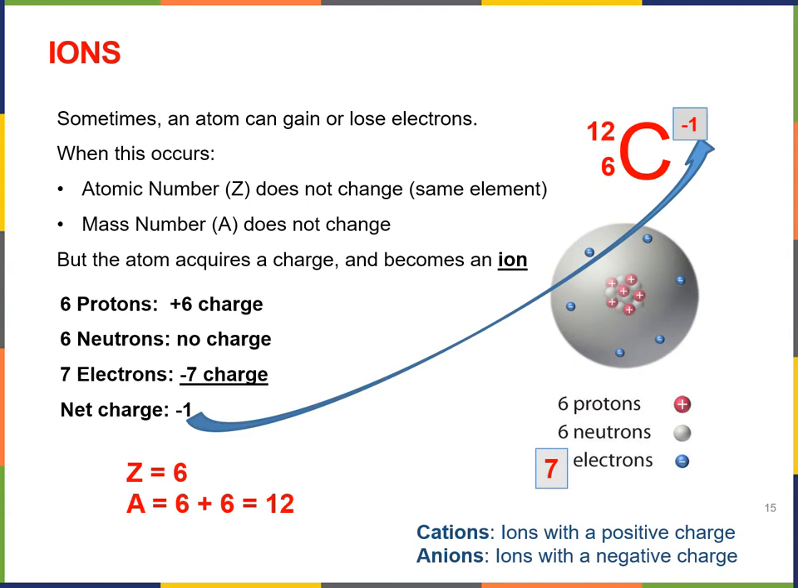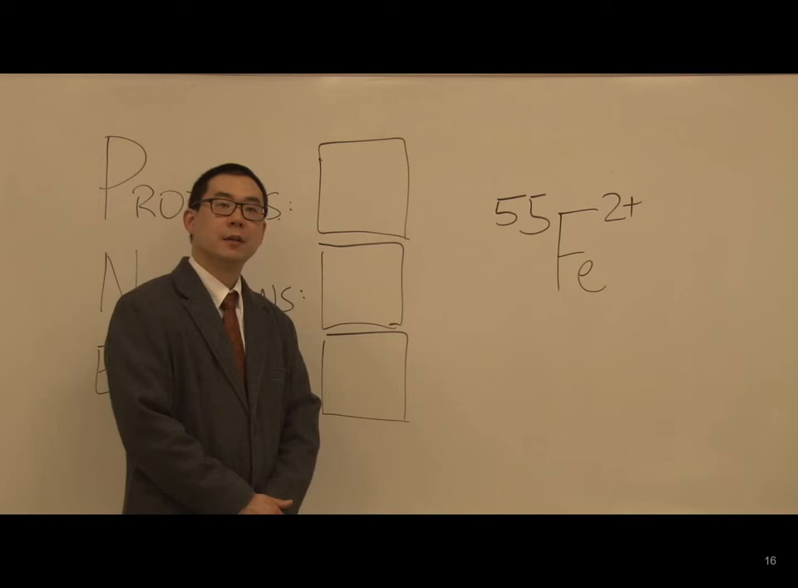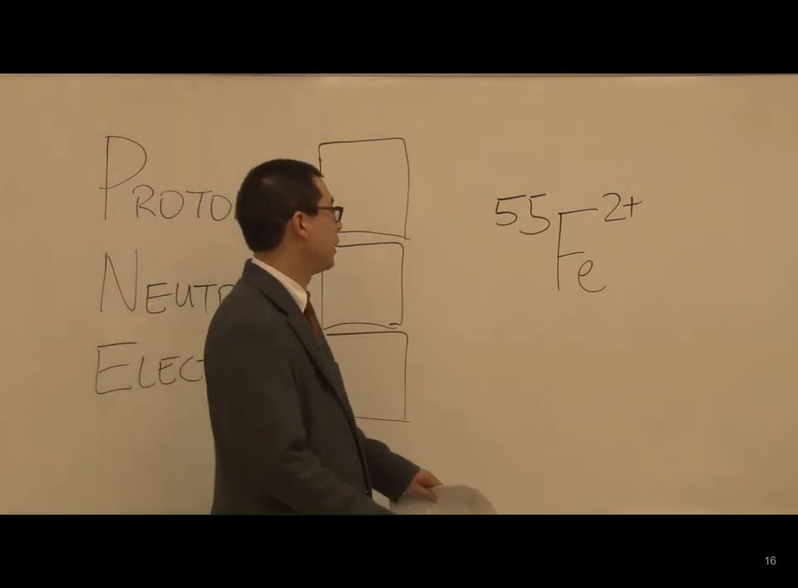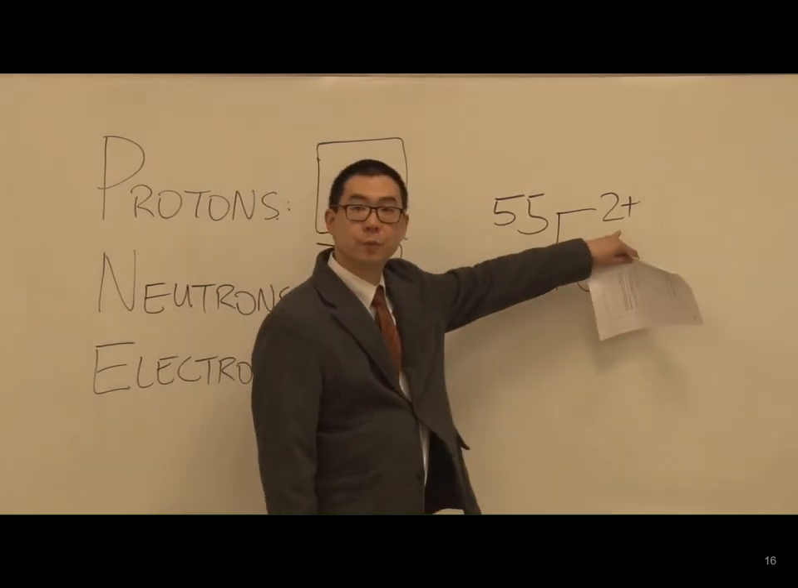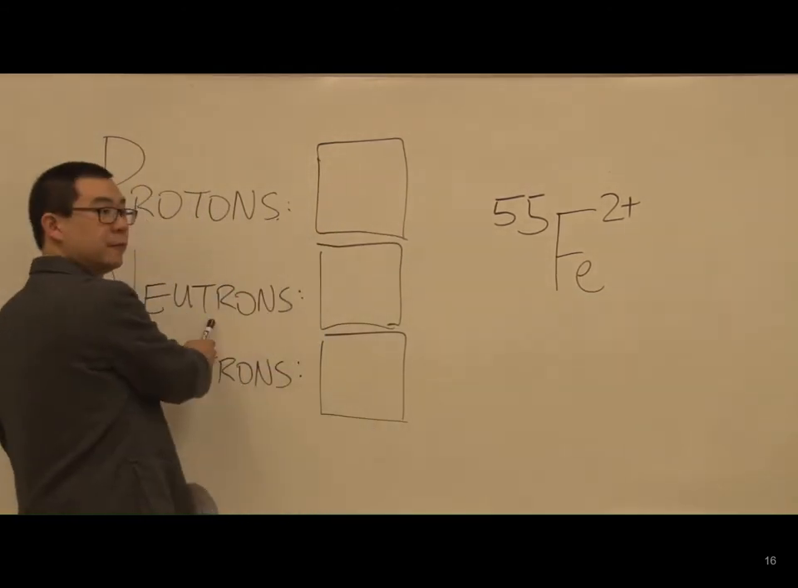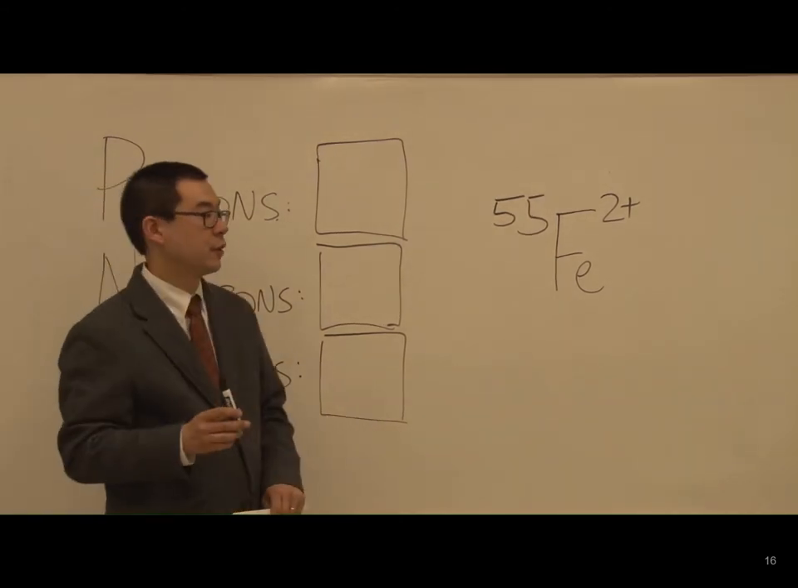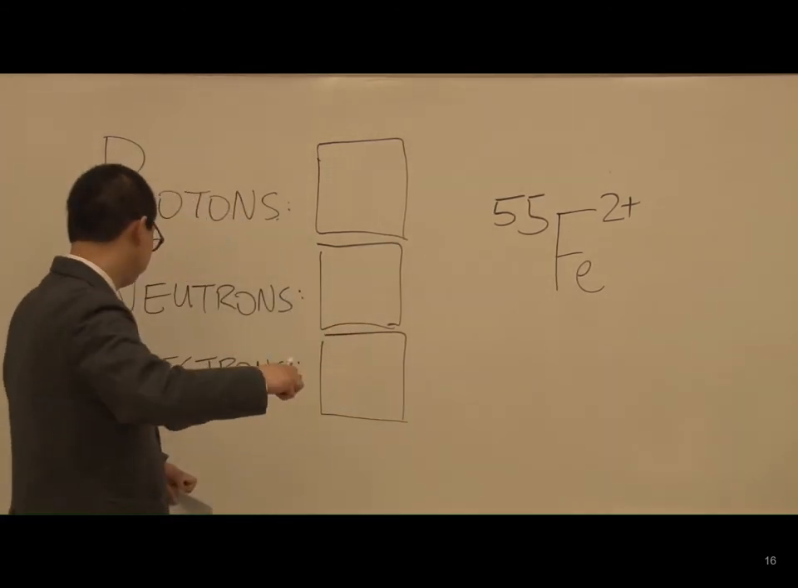In general, ions with a positive charge are called cations, and ions with a negative charge are called anions. Cations are formed from the loss of electrons, and anions are formed from the gain of electrons. Okay, so now we've got charges. So let's try this one. Ion, 55, 2 plus. Number of protons, number of neutrons, number of electrons. Who wants to give it a try? All right, Tessa, give it a try.